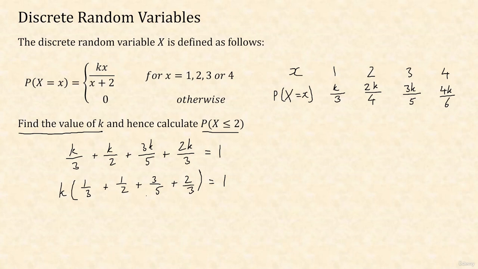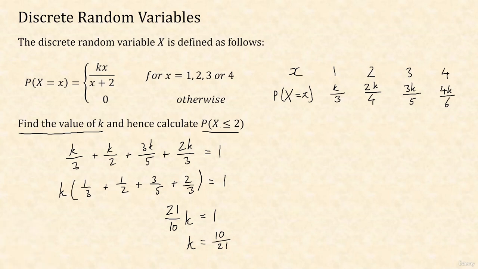So I'm just going to use my calculator to work out the sum of these fractions. When I do that, I get 21 over 10. So 21 over 10k is 1. And then I can just divide through by that fraction. 1 divided by 21 over 10 is 10 over 21.